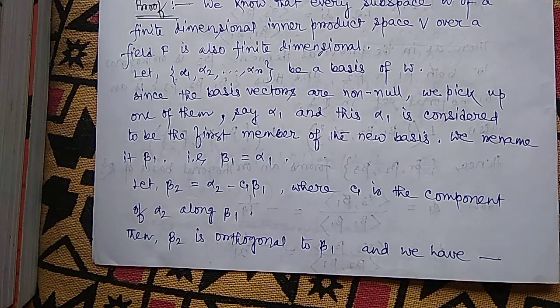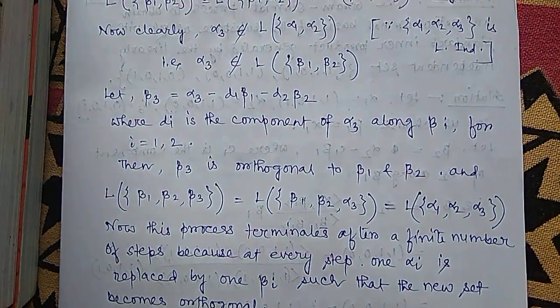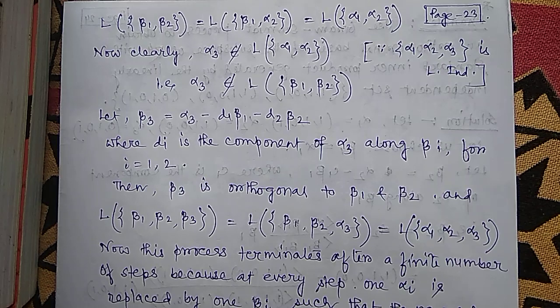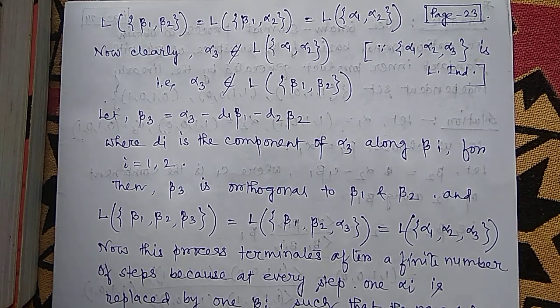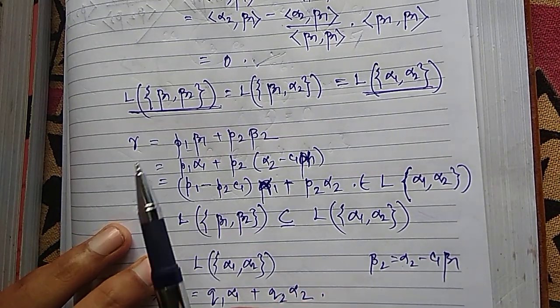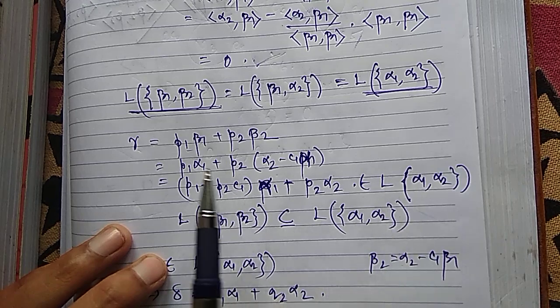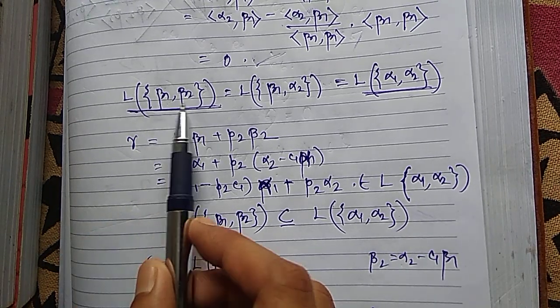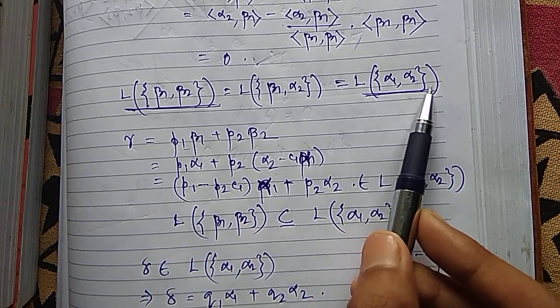And we have linear span of beta 1 beta 2 is the same as linear span of beta 1 alpha 2, which is the same as linear span of alpha 2 alpha 1. So the linear span of beta 1 beta 2 is the same as the linear span of alpha 1 alpha 2.